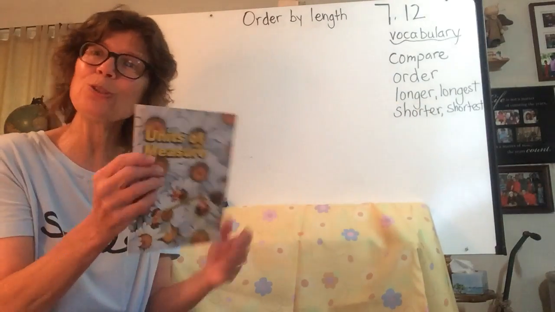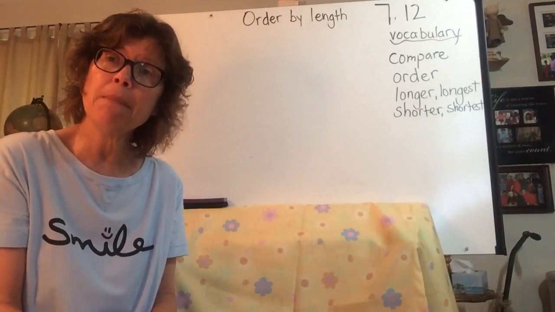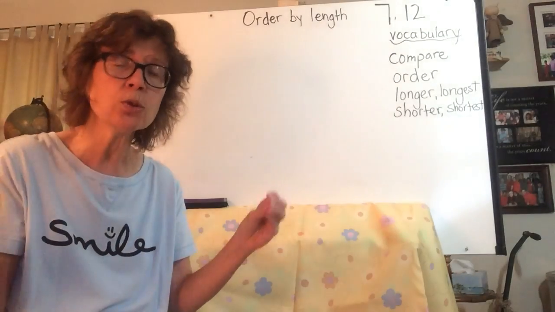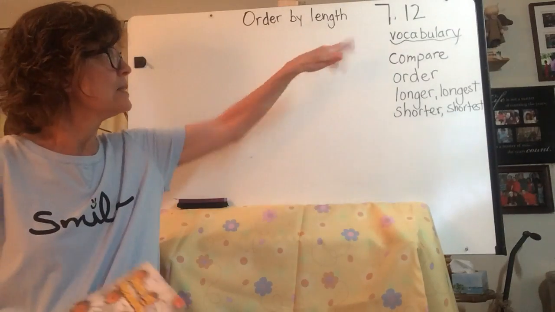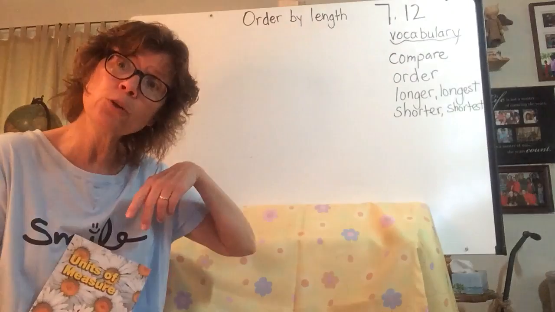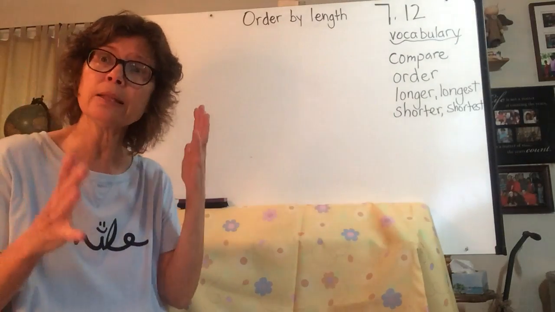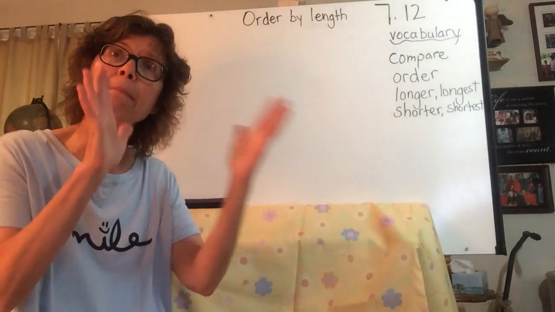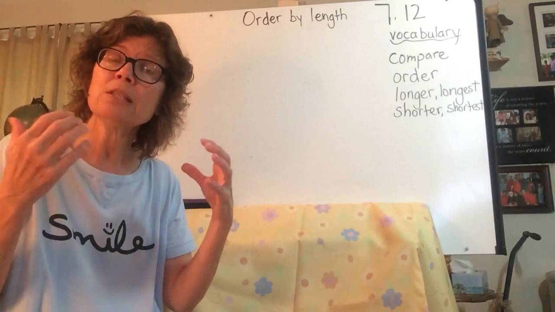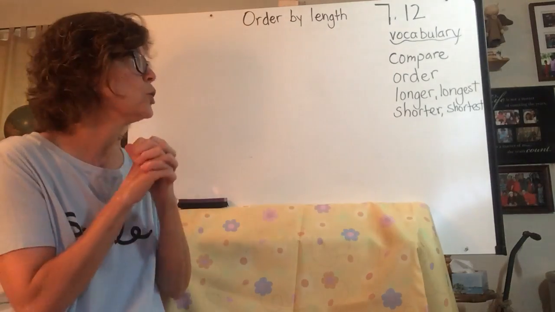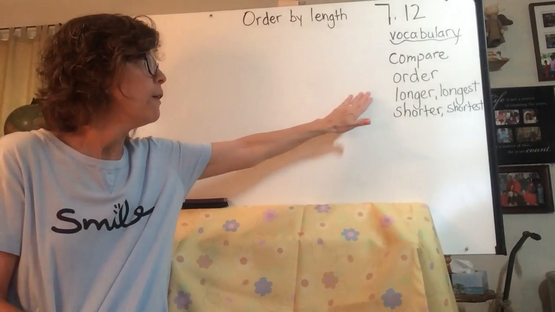It's a cute little story talking about measurement, because when we talk about measuring, we always think about using a ruler, but there are other ways you could measure. Today our lesson 7.12 has some vocabulary. Compare. We talked about comparing things, or the attributes. You can compare what's alike, what's different. You could see which one's longer, which one's shorter. Order. Put them in order.